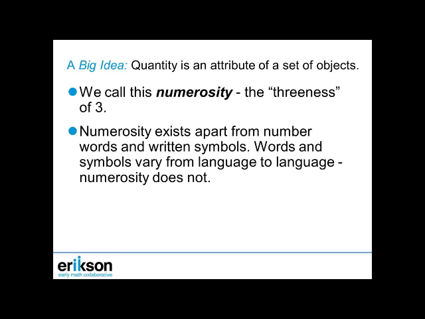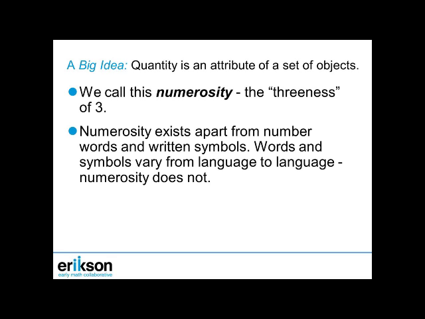And numerosity is this abstract idea that exists apart from number words or written symbols. The words and symbols vary from language to language, but the numerosity does not. We can say that there are three elephants, or if we were speaking Spanish we might say there are tres elefantes. But we're still talking about the three-ness, and you might understand that without having any language to represent it. It's an abstract idea.